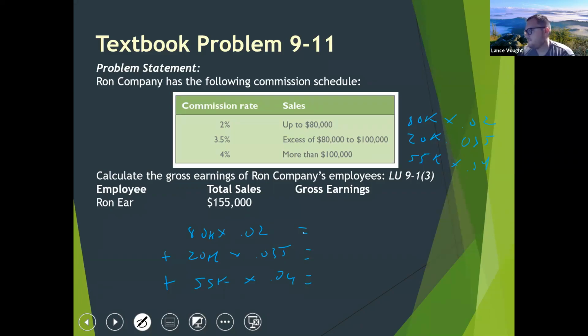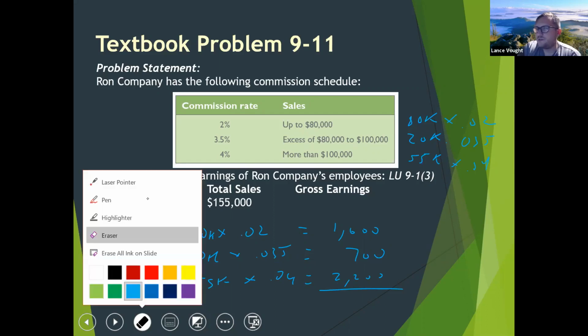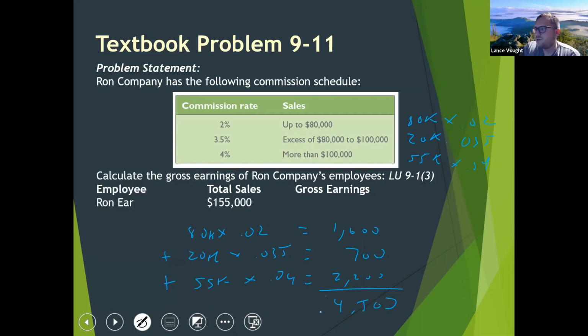If we do that, we get 80 times 0.02, which is $1,600. Then we get 0.035 times 20,000, which is another 700, plus 0.04 times 55,000, which gives us another 2,200. So we get, oops, that's 4,000. $4,500 as his gross earnings.